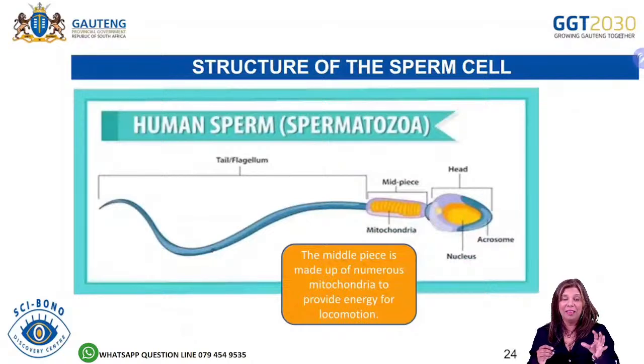So you must remember there are certain criteria that you need when you are drawing. You can't just go and draw anything and not label and all of that. So the labels are very, very important. So we're going to go through the diagram of the sperm cell right now.